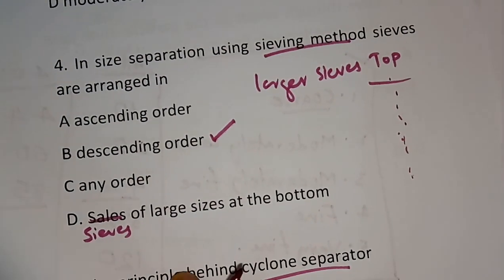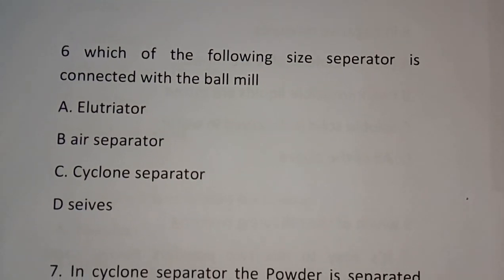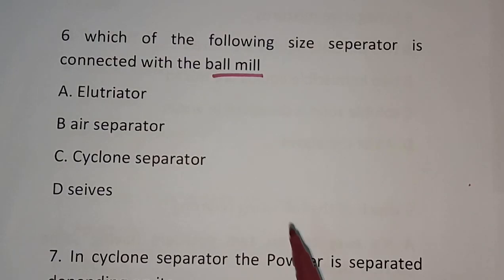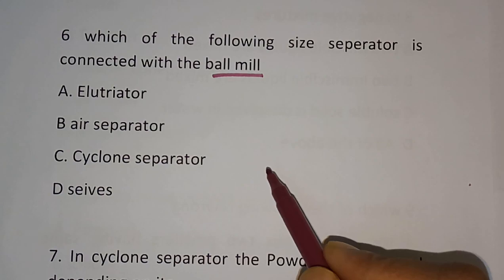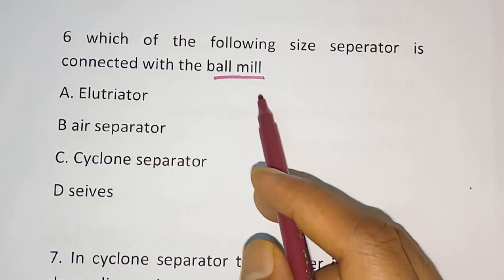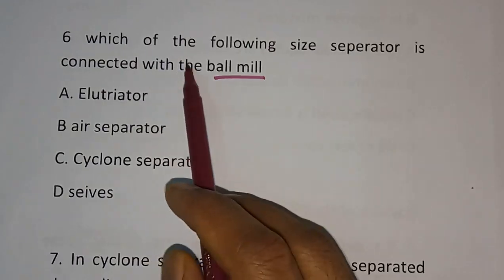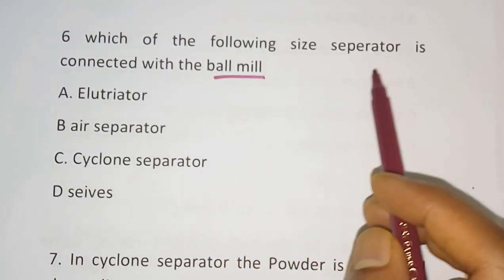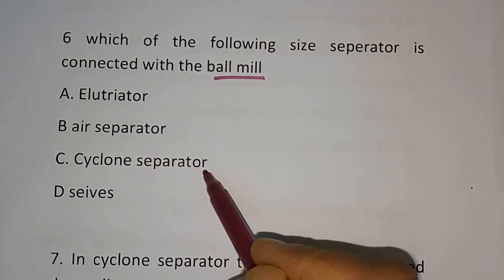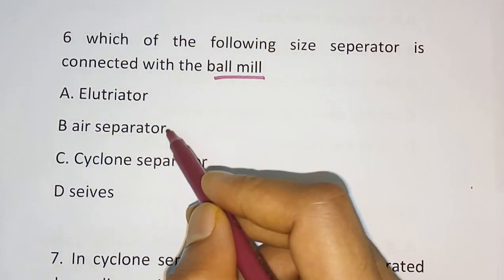Next, question number 6. Which of the following size separators is connected with the ball mill? We already studied the ball mill in the size reduction chapter. The principle behind the ball mill is attrition and impact. The fluid energy mill also comes under the same category, that means attrition and impact. So here, which size separator is connected with the ball mill? Elutriator, air separator, cyclone separator, or sieves. The correct answer is air separator.